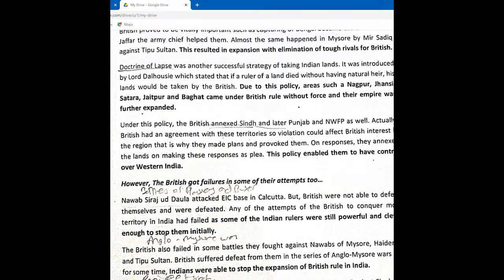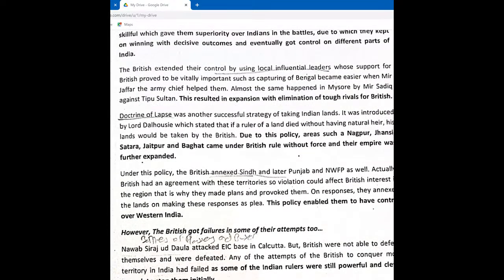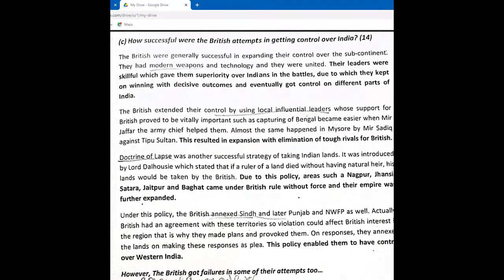This policy enabled them to have control over Western India. So, okay, if you look at this question up till now, there are a total of 4 paragraphs that are just explaining successes. And the last 2 paragraphs are actually explaining the same point, but with different examples and different reasons.